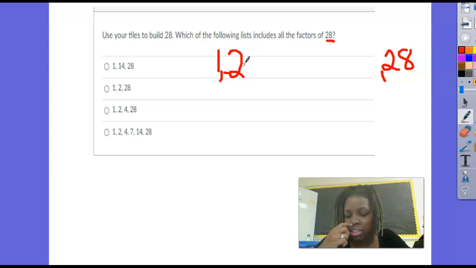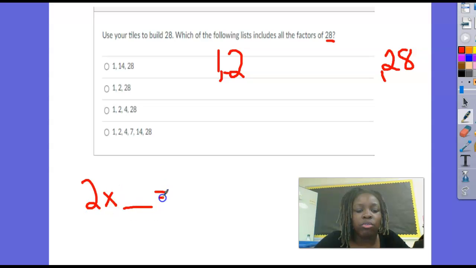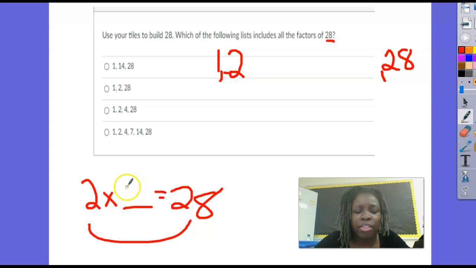2 times what gives me 28? Remember, if you cannot think of it in your head, 2 times what equals 28? All you have to do is divide. Just do 28 divided by 2 and you'll find that missing number. So what is 28 divided by 2? Or 2 times what equals 28? Great, 14. So we have 14.